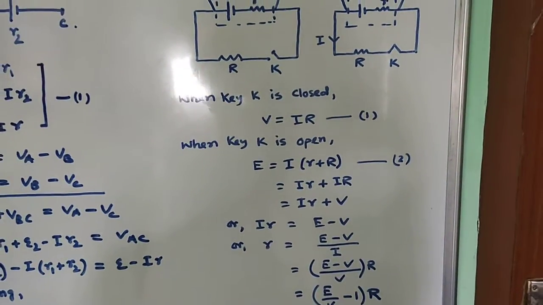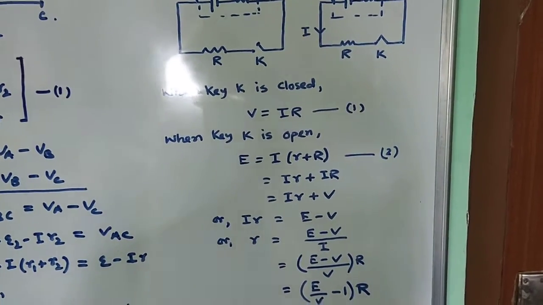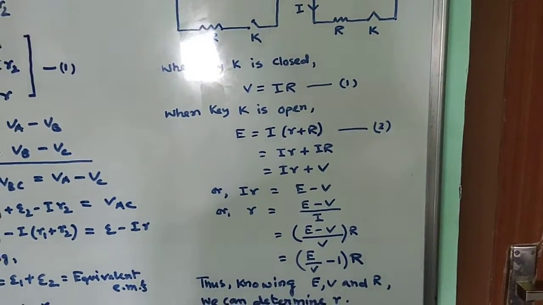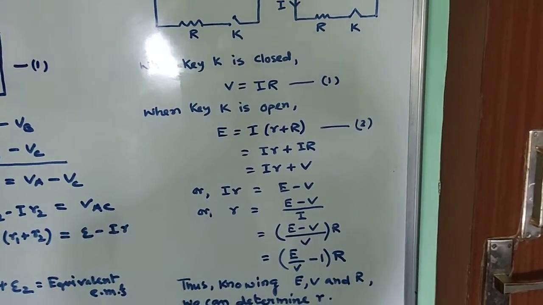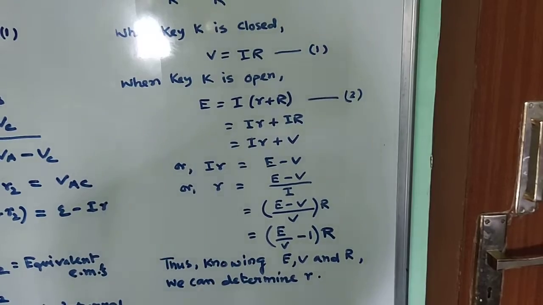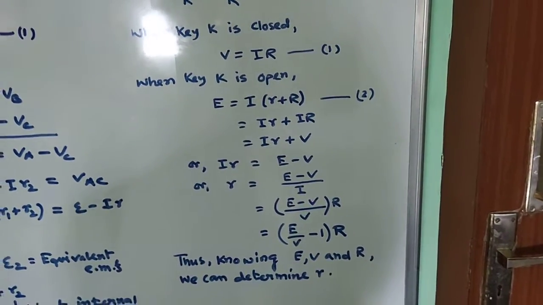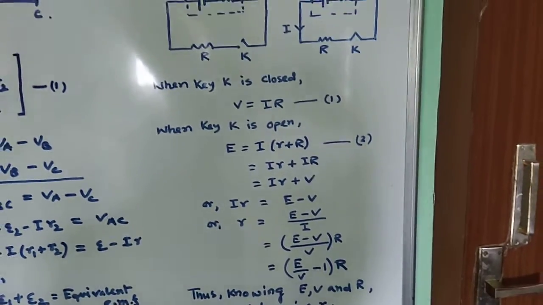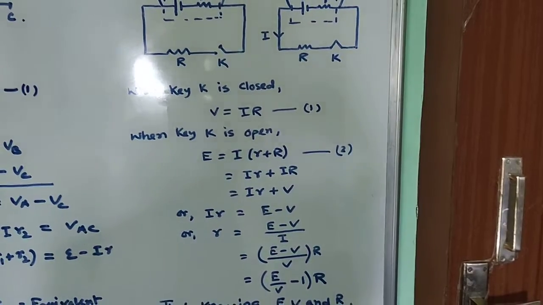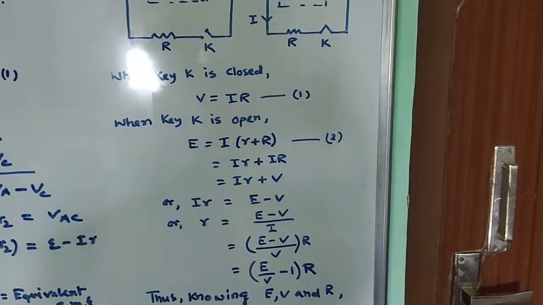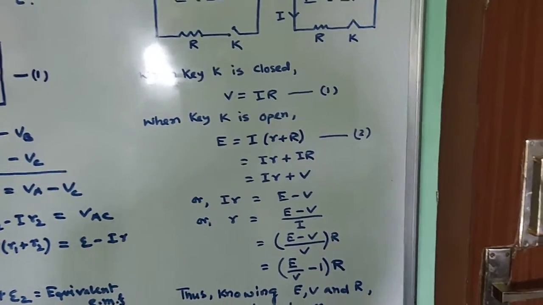So in place of I you can use equation 1, that is V by R. So V will be down and capital R will be up. If you simplify, small r equal to E by V minus 1, times capital R. So you can calculate small r by knowing capital E, capital V and capital R. So small r is the internal resistance of a cell. So this expression is very important. Expression number 2, the final expression: small r equal to (E by V minus 1) times capital R.